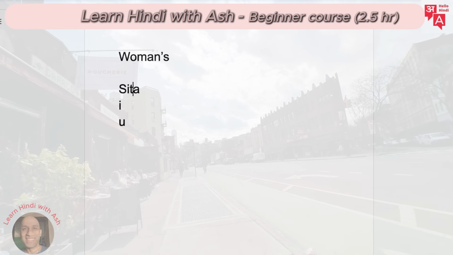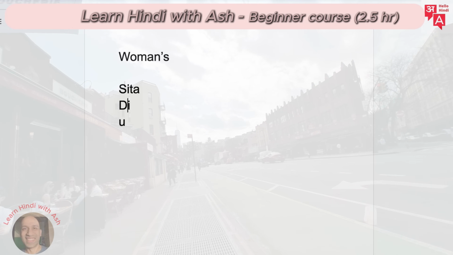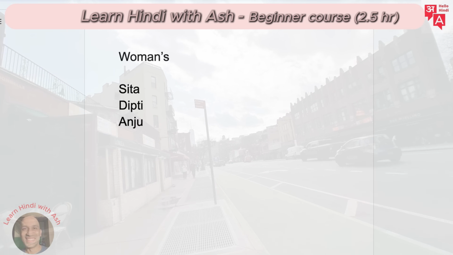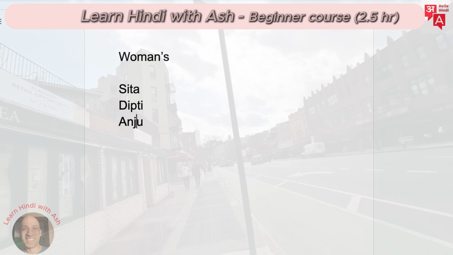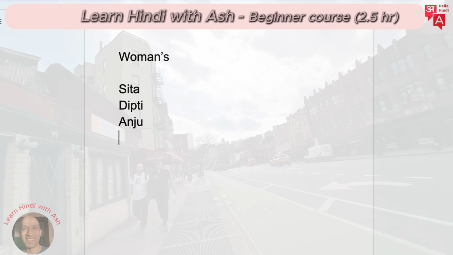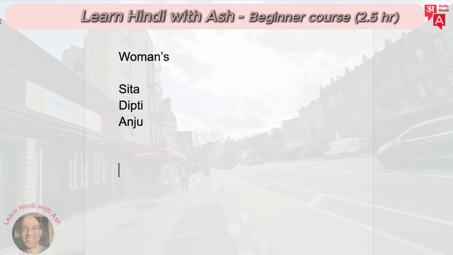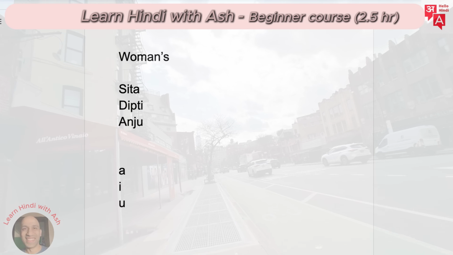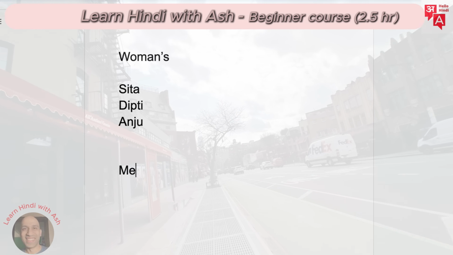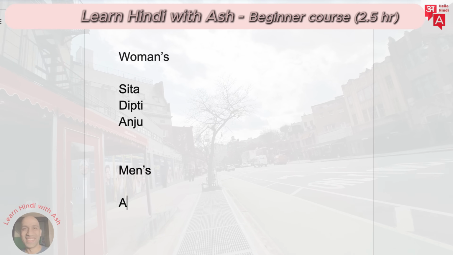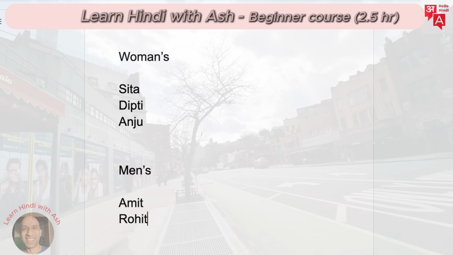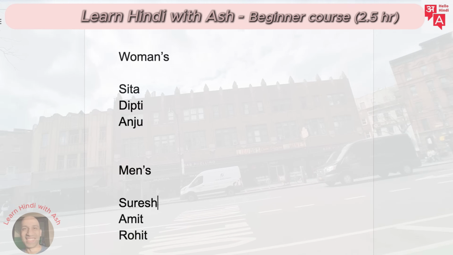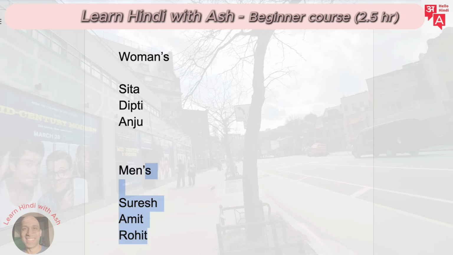So let's say Sita is most probably a woman's name, Dipti is a woman's name, and Anju is a woman's name. So all of these ideas are important for you. If you don't know the name, you can guess it this way. These women's names end in u. How about the men's names? Men's names usually don't have a vowel like a or I or u. The names will not have this. So men's names will be like Amit or Rohit, right? Something like that, or Suresh, something like this. So remember, men's names don't have this, women's names will have this.